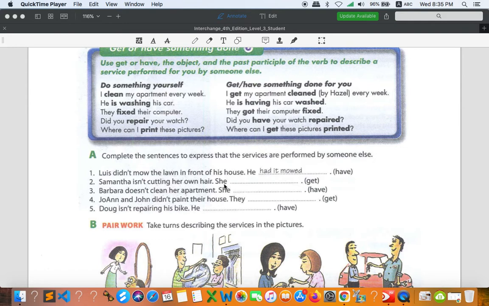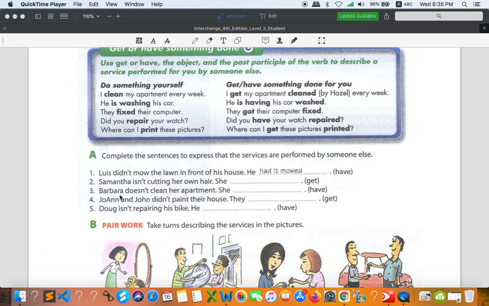Why present continuous? Because look at this, is this present continuous? Just like the first one, it is past, so that should be past. And this one is present continuous, so it is present continuous. So the answer is she is getting it cut. Cut is still cut, so we don't need to add anything.